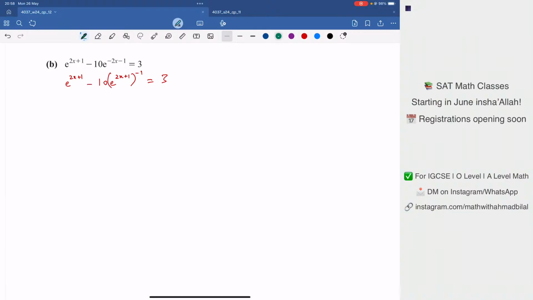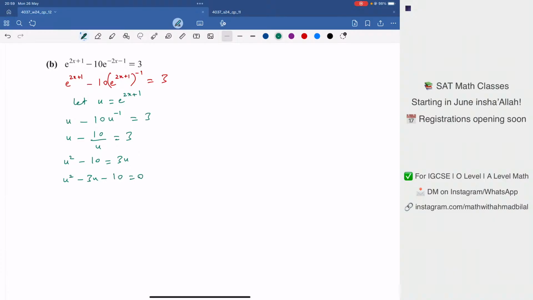We could say let some other letter, for example u, equal e raised to power 2x plus 1, and that will make it u minus 10u raised to power minus 1, that equals 3. That's an equation that we know how to solve now. u minus 10 over u equals 3. Multiply the whole equation by u, and that will make it u squared minus 10 equal to 3u. Take everything to one side. u squared minus 3u minus 10 equal to 0.